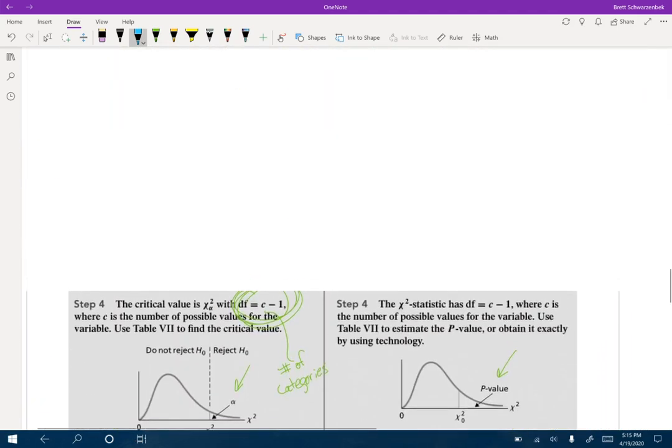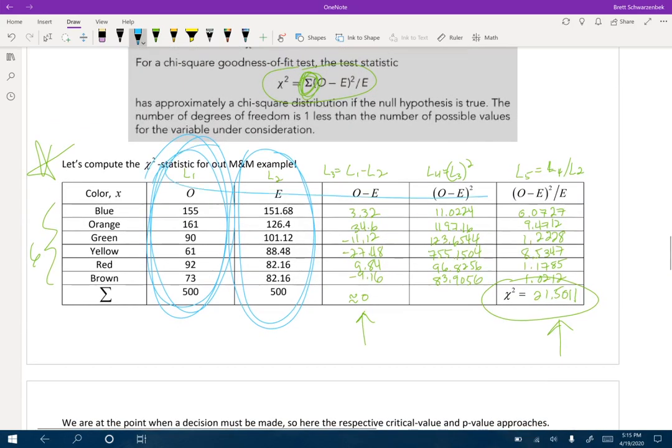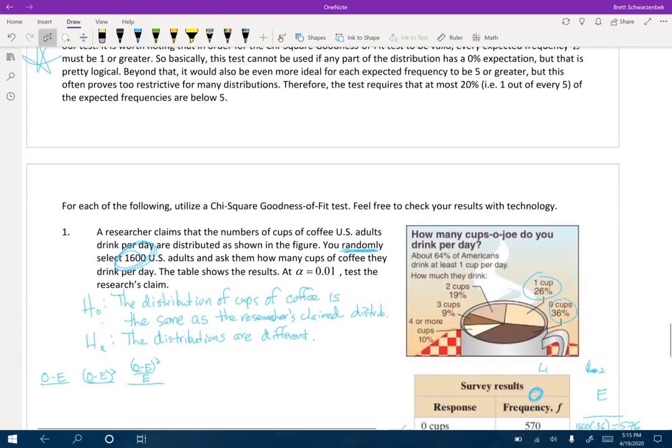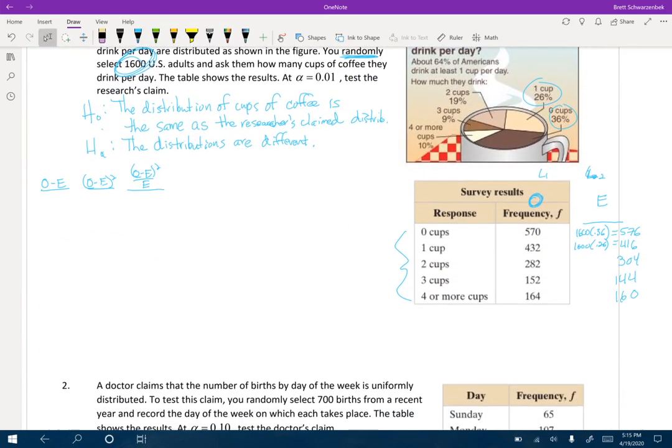So remember, I did these guys. If you want to do that on your own and then see what the results are, that's fine, but I'm just going to write them out. You just got to pause the video. So O minus E is going to give us, our first one is 570 minus 576, which is negative 6. And then 432 minus 416, which is 16. And then we continue on with that and get these numbers. If we square those numbers, we get 36, 256, 44, 64, 16.